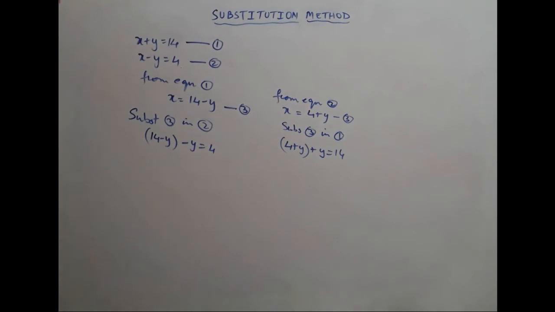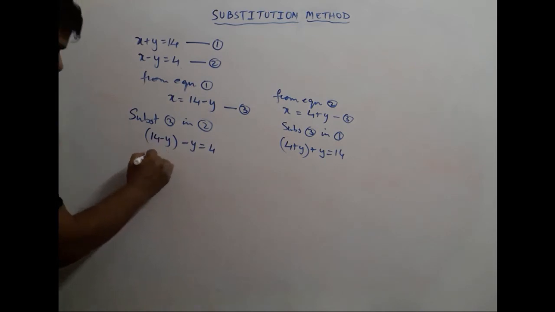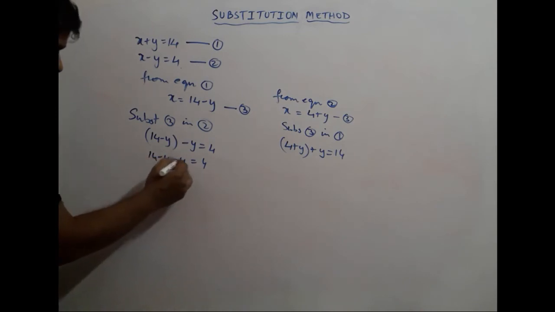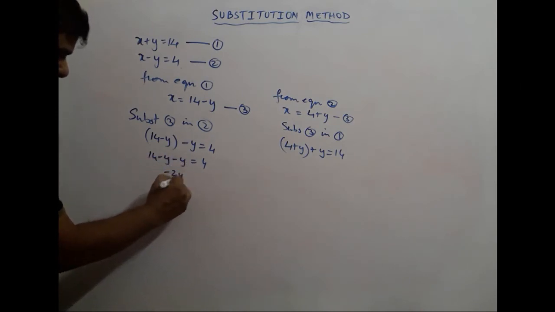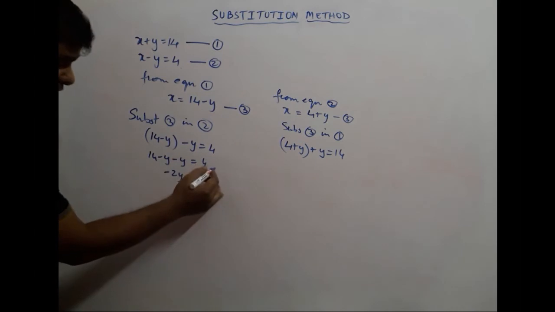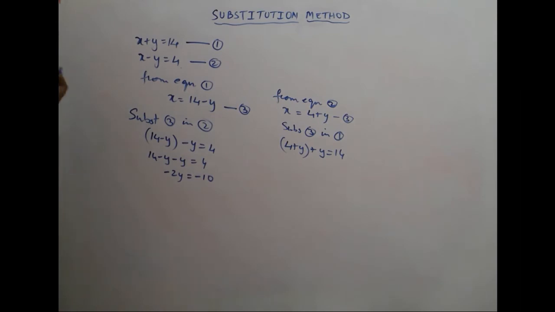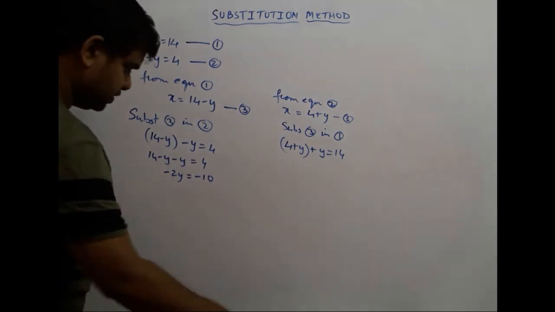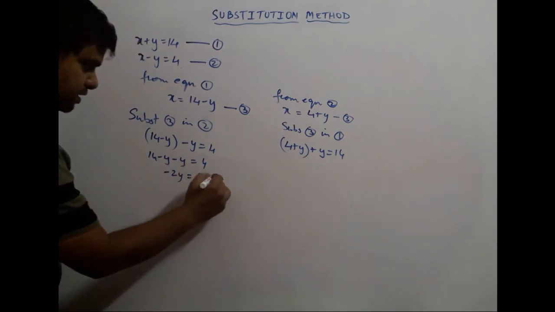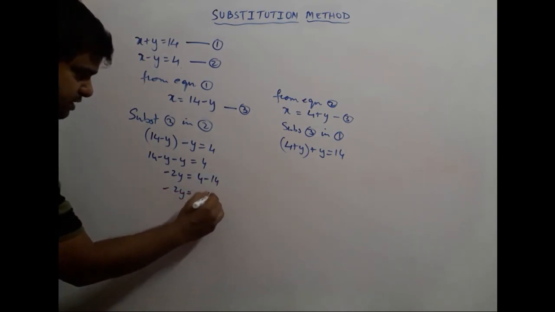Okay, if we open this bracket, let's see what we get. This is just like saying 14 minus y equal to 4 minus y. Minus y and minus y will give you minus 2y. 14 goes on the other side and becomes negative. 4 minus 14 gives us minus 10, taking the sign of the greater number. If you want, I can show it to you. So this becomes 4 minus 14, and 4 minus 14 is minus 10.